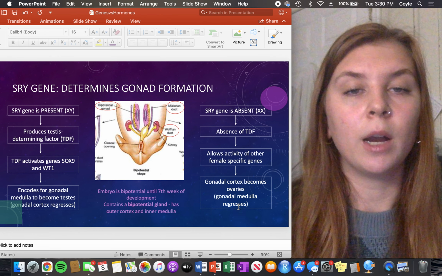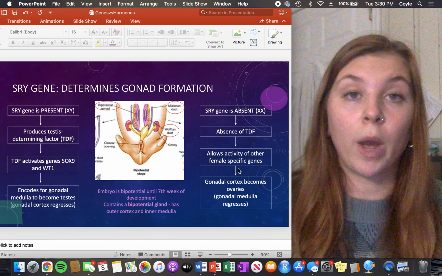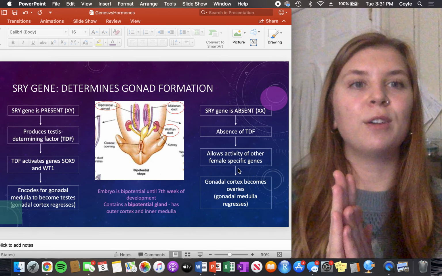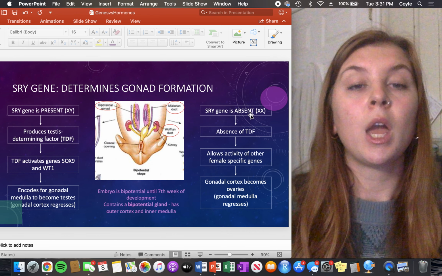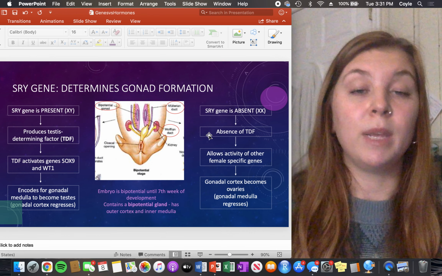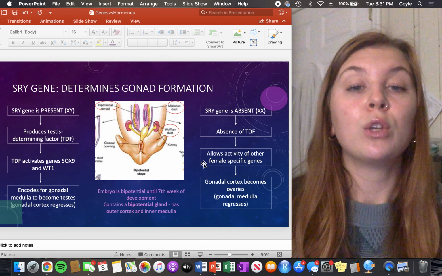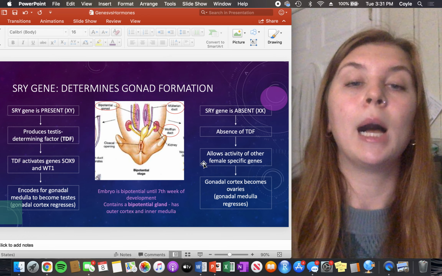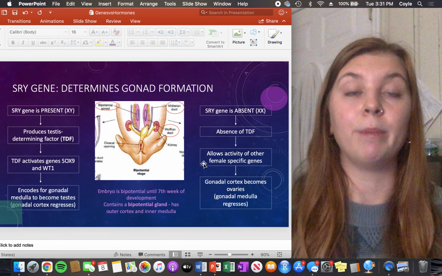So then over here to the right, we go through the version of a female, and in this case, the SRY gene is absent. So without the SRY gene, we're not going through these steps required to produce testes, so the default would be to produce ovaries. So in the absence of the Y gene, that means there's absence of the testes determining factor, and this allows other female-specific genes to become active. So at this point, with these active female-specific genes, which is a very complex process, the gonadal cortex becomes the ovaries, and the gonadal medulla regresses. So each portion of this gland became either the ovaries or the testes.